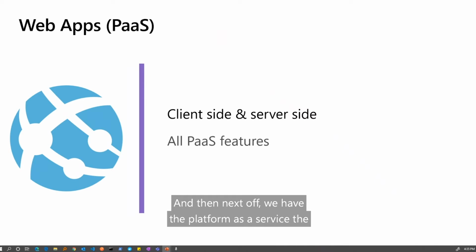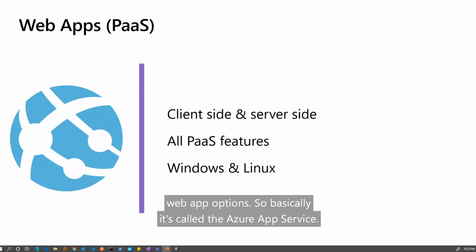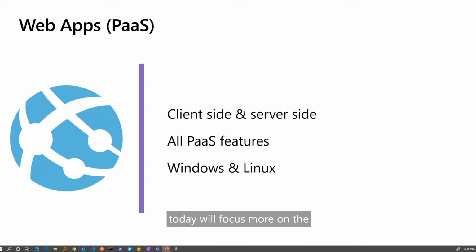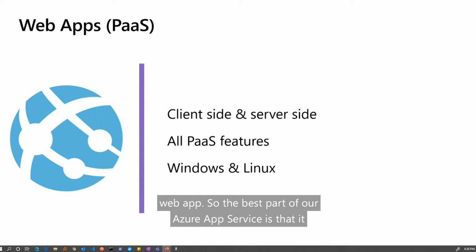Next, we have the platform as a service web app option. It's called Azure App Service. You can host your API app, your mobile app, or your web app, which is basically your web page, onto Azure App Service. But today we'll focus more on the web app.